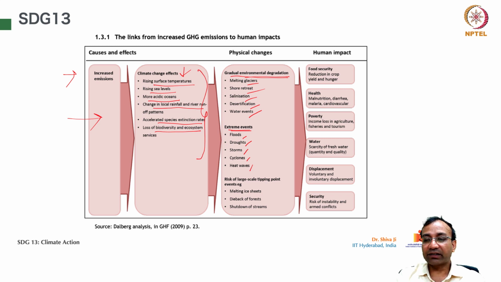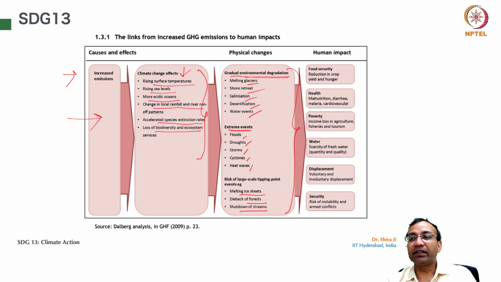Then risk of large scale tipping point events such as melting ice sheets, dieback of forests, shutdown of ocean currents, all of these things are happening. Then the overall impact on humans, if you see, from all of these events, there are issues related to food security. We discussed this in the first and second one and many other SDGs. But whatever happens, there is a first and foremost impact on food security, like agricultural supplies, food supplies, and all of that.